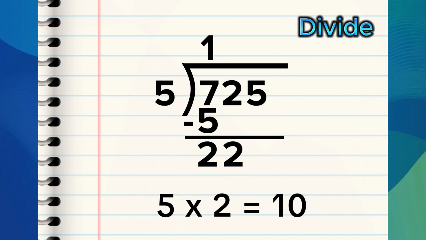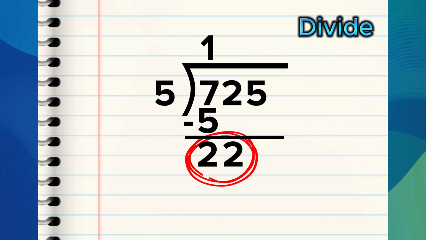5 times 2 is 10. 5 times 3 is 15. 5 times 4 is 20. 5 times 5 is 25. Oops, that's too high. The number can't be larger than 22.